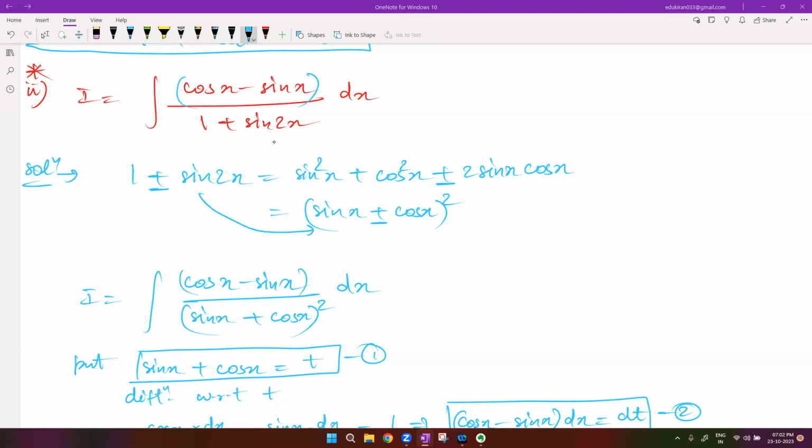So there would be a different variety when they give you cos x plus sin x in the numerator and 1 minus sin 2x in the denominator. But that is again the same. The concept is the same.